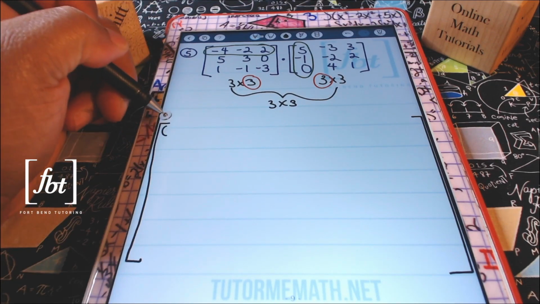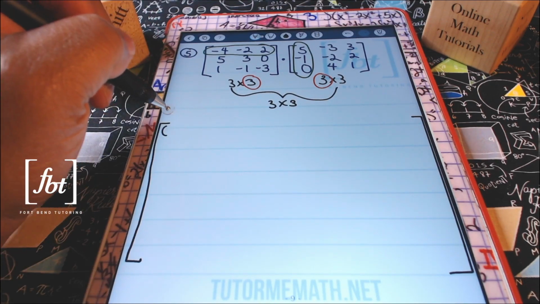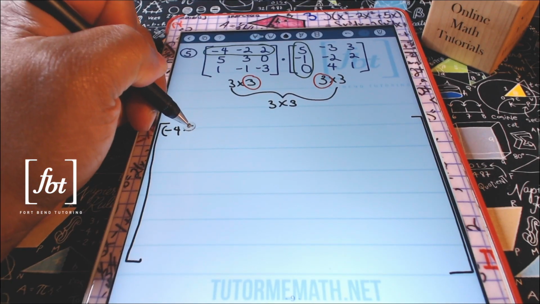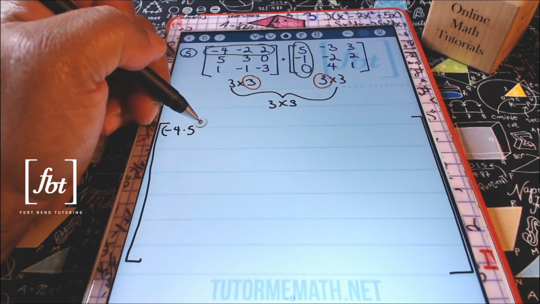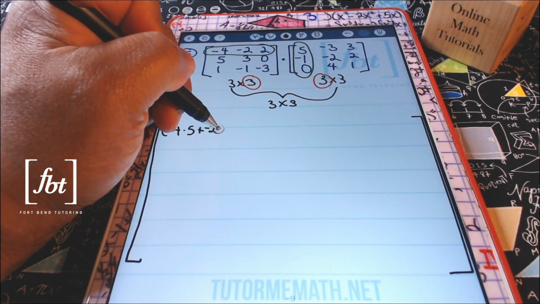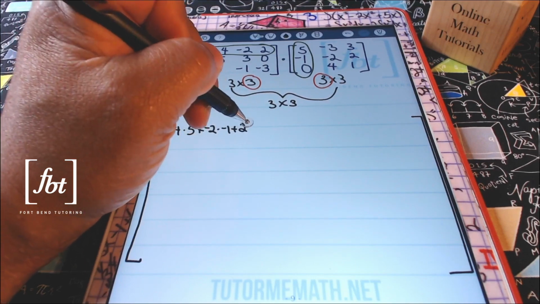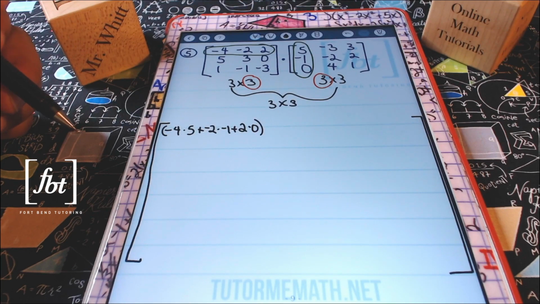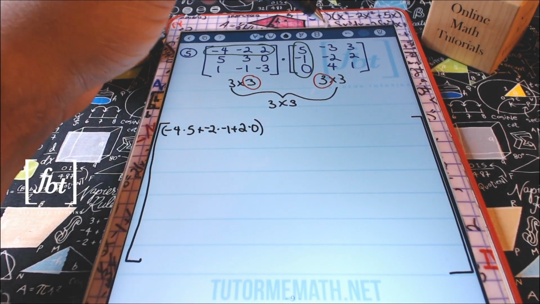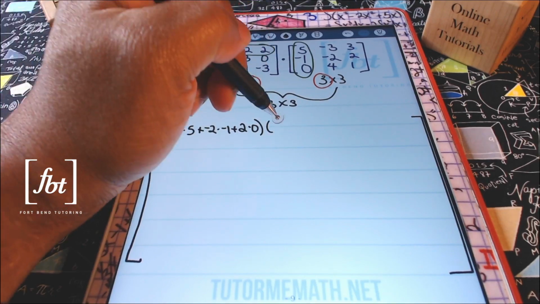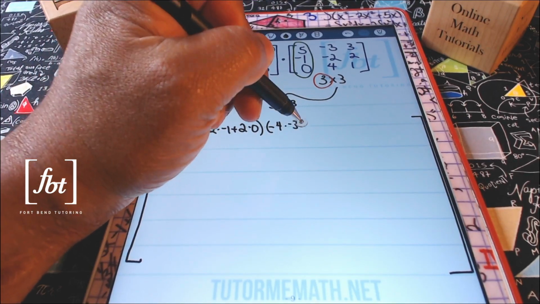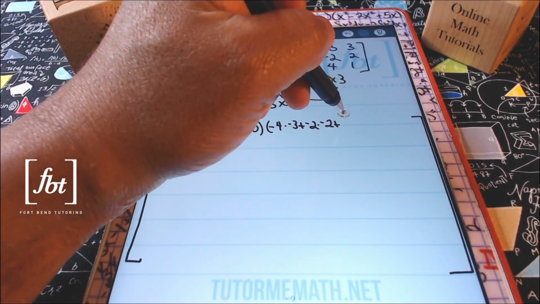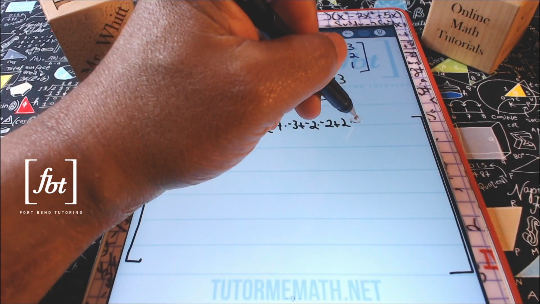We're going to find out our element that goes in the upper left-hand corner. You'll be multiplying -4 times 5. Remember, going across and then down. Plus, you'll have -2 times -1 plus 2 times 0. And that gives you that first element in the first row. Then we'll be going across and then down the second column. So that means I'll have -4 times -3 plus -2 times -2 plus 2 times 4.